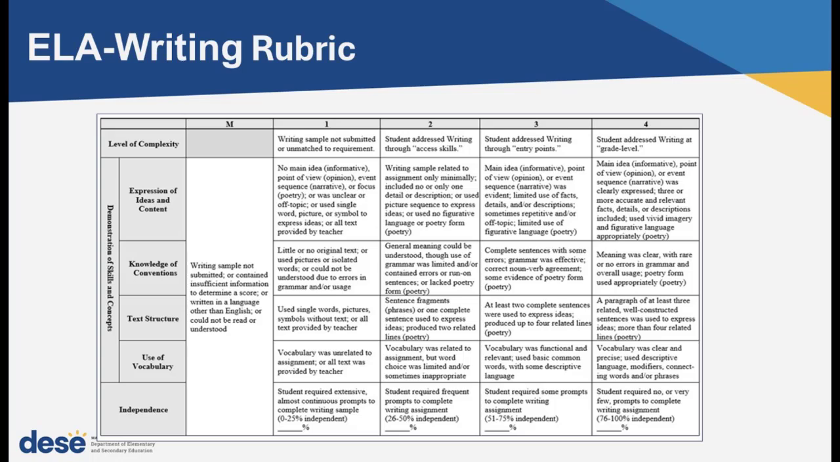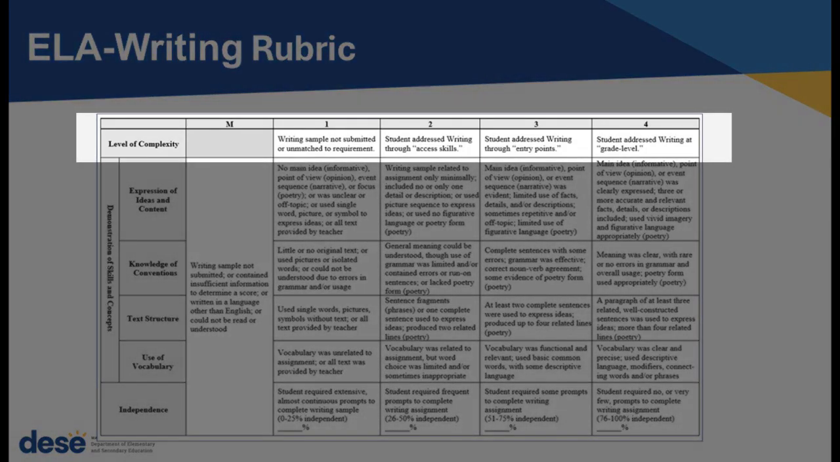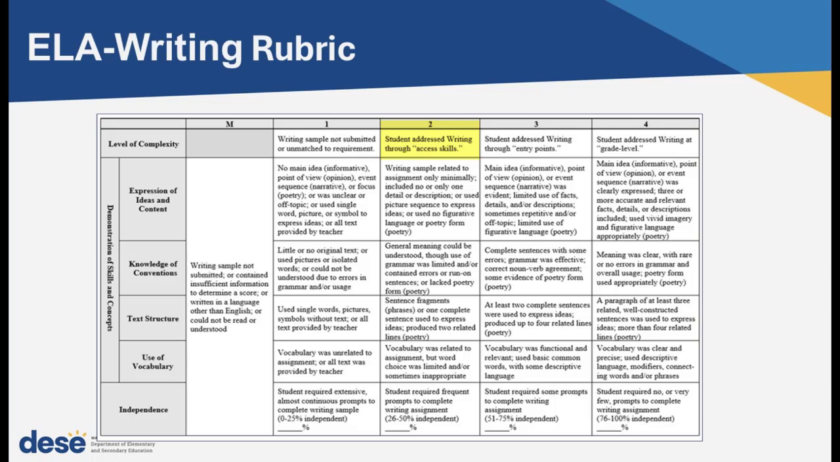And you'll see at the top what I was talking about, that level of complexity. It's either a 2 for access skill or a 3 for entry point. And those 4 areas, the demonstration of skills, those are the areas you're going to look at that criteria.